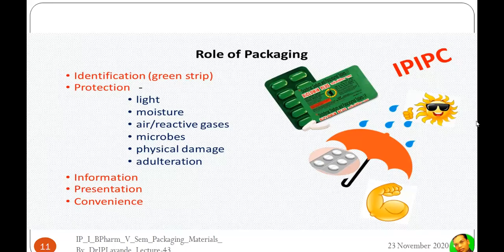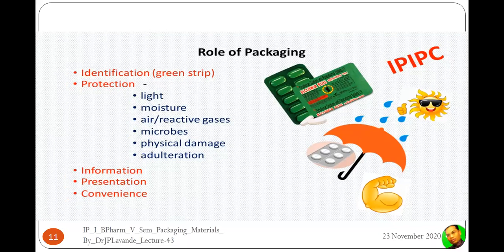The second purpose for which packaging is used is protection. The packaging offers protection from light, moisture, air and reactive gases, microbes, physical damage, and adulterations, because similar kinds of products may get mixed with each other. If the tablet or the capsule is enclosed in its packaging, it is going to be protected.